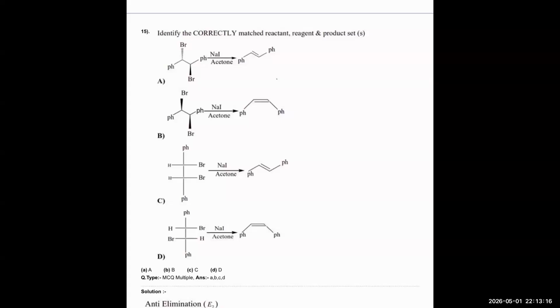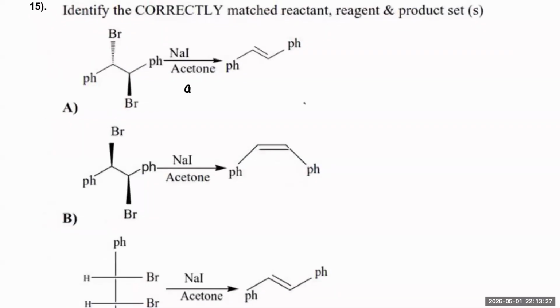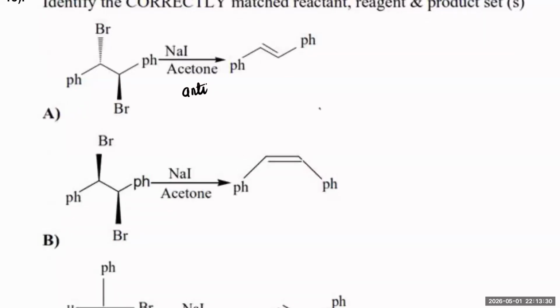So now notice the next one. Identify the correctly matched reactants, reagents, and product sets. You just need to check whether they are syn or anti additions. Bromine addition is always an anti-addition, everybody. So now you check how this compound is. See, if I move around, bromine will come on the same direction. So Br, Ph, and Ph, which means it is erythro. Erythro plus anti should give us, sorry, cis, correct? So this is given wrong. The first one was given wrong here.